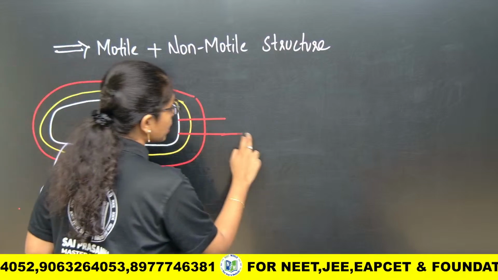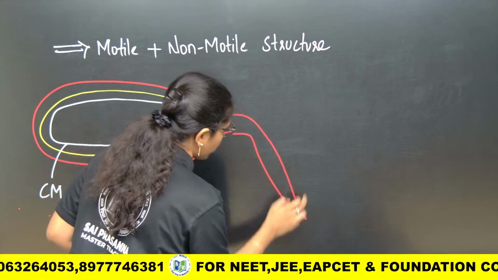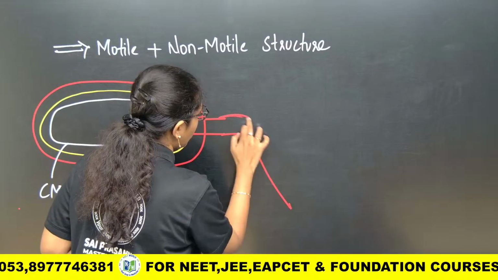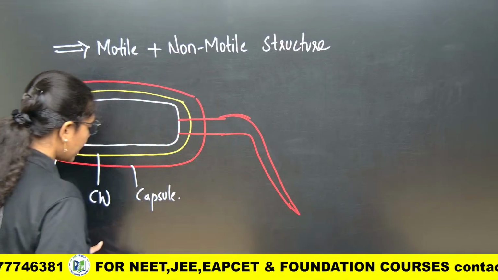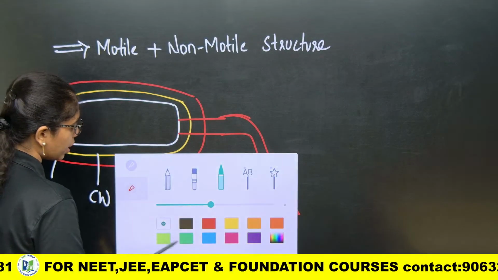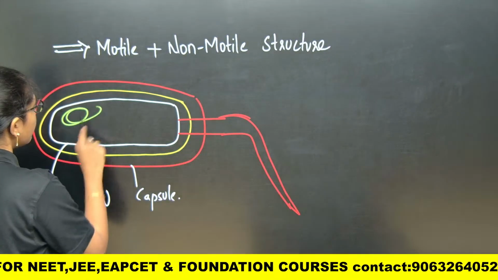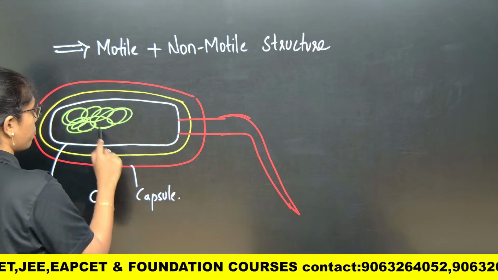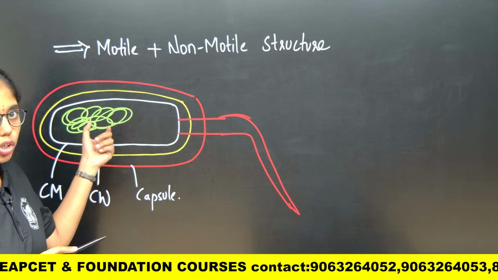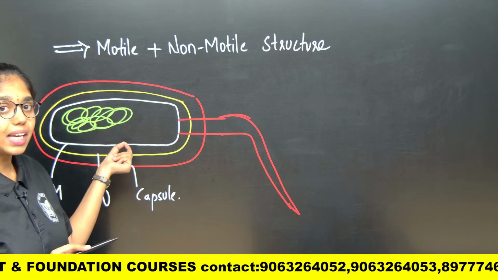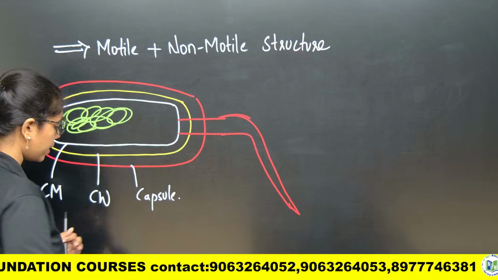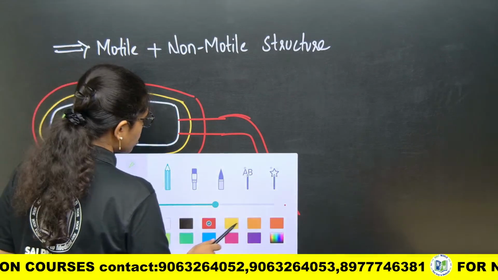Let us consider this as flagella. And inside, what type of genetic material do we have? Genomic DNA, which is in a particular location called the nucleoid. And what type of DNA is it? Double stranded circular DNA. And here, plasmid DNA.